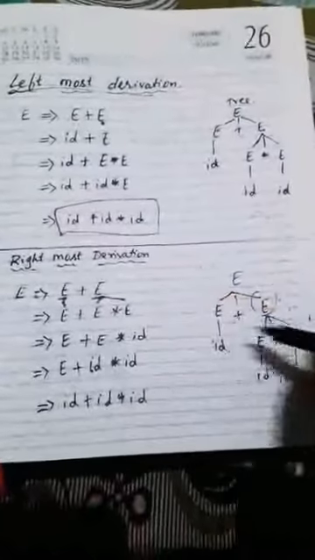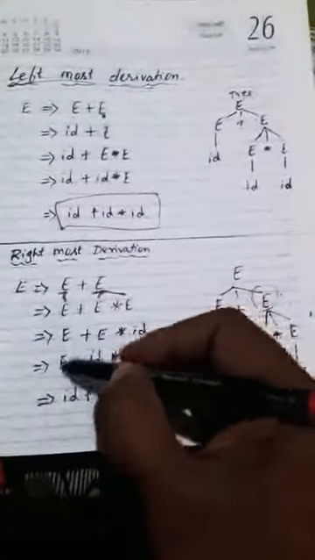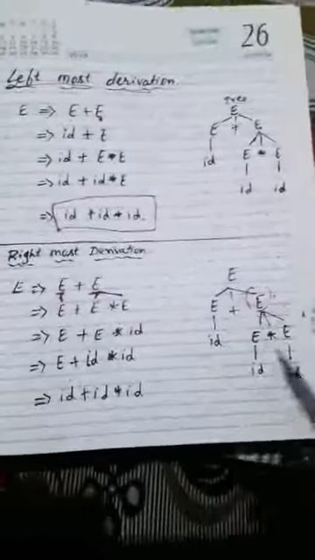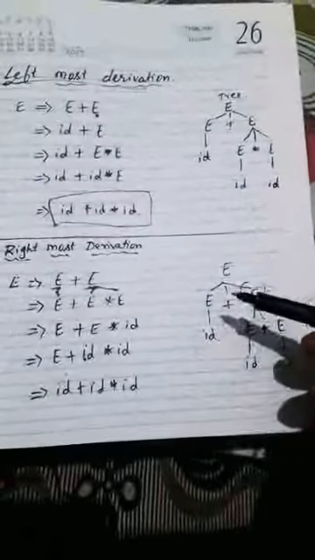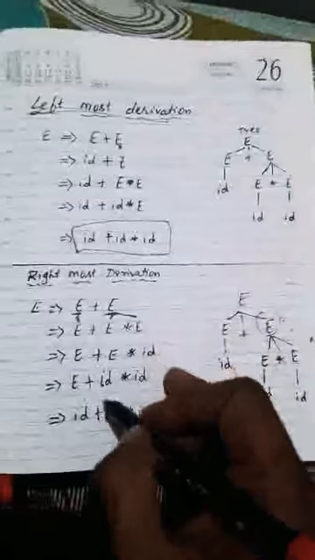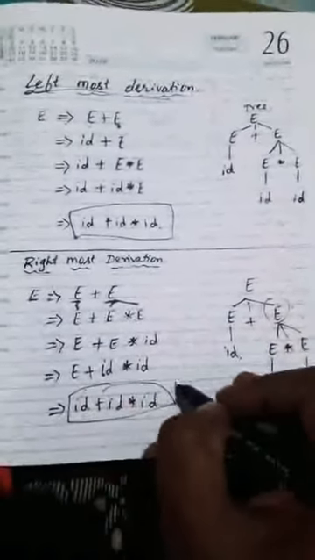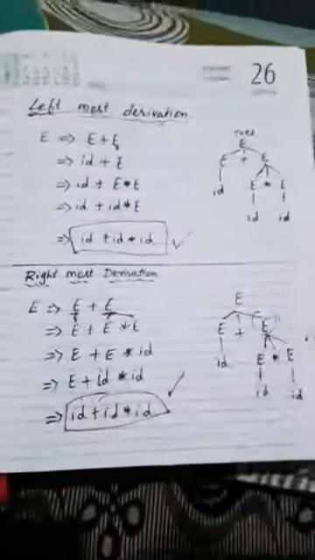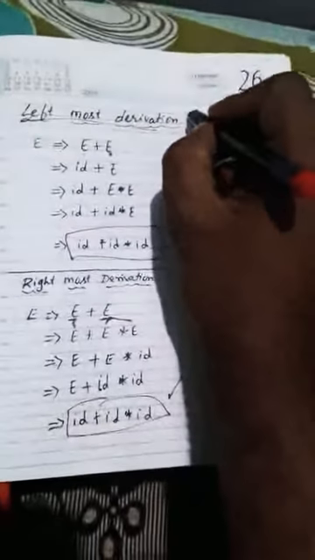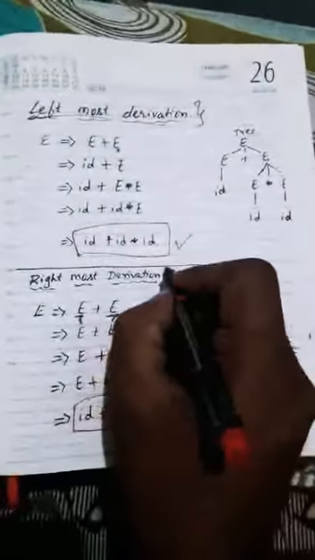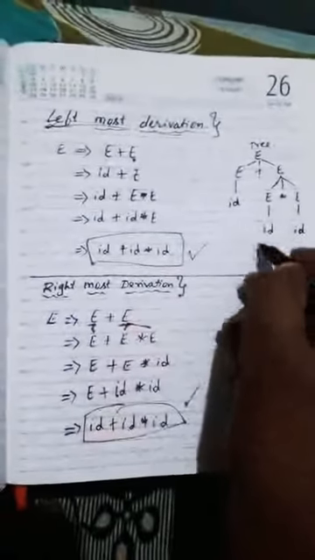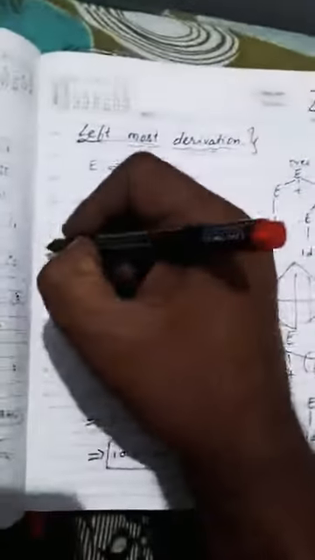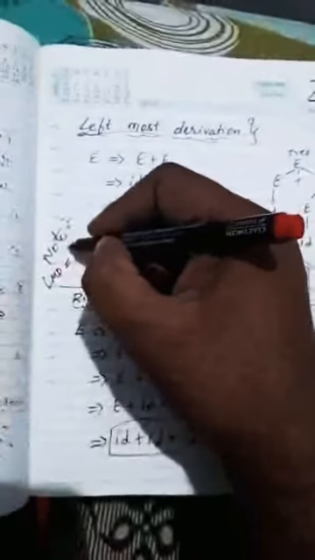Then the next rightmost I am replacing with ID, and the last rightmost I am replacing with ID. So the string you are getting from here is ID plus ID into ID. These two are the same. And look here, this is leftmost derivation and this is rightmost derivation, but their derivation trees are the same. That is the note you should know here. Leftmost derivation tree is equal to rightmost derivation tree.